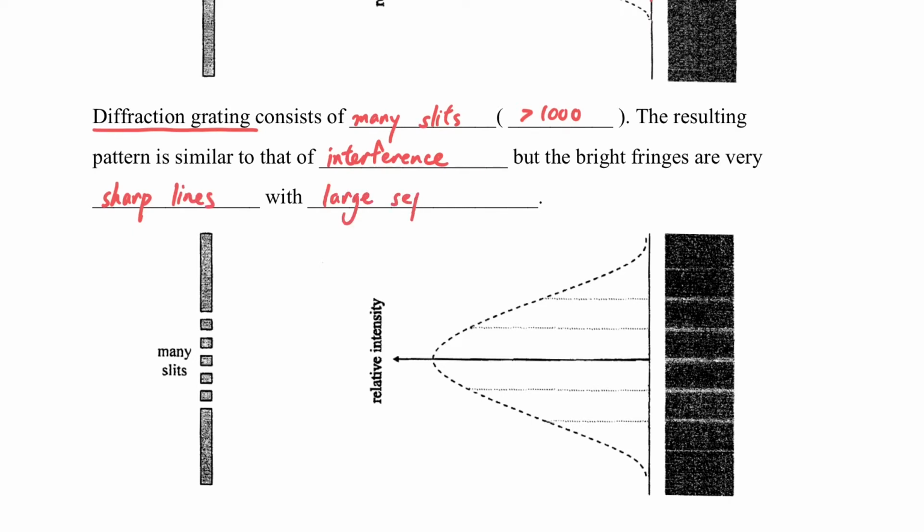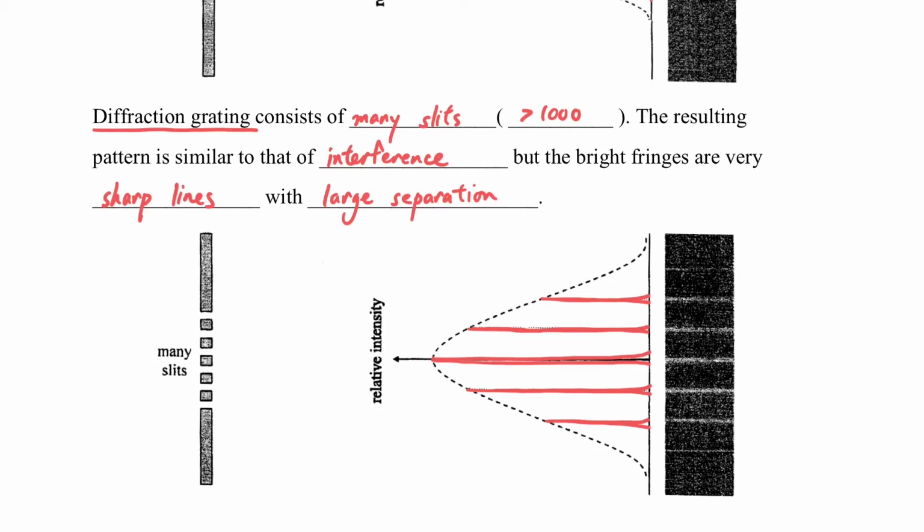But the difference is the bright fringe is very, very bright, and it's a very sharp line with a very large separation. So you can see if we sketch the intensity of the light, it is much brighter than the one that we observed with the double slit, and the peak is also very sharp. So you can see that it is a very thin peak, a very sharp peak. So this is what we can observe when the light passes through a diffraction grating.